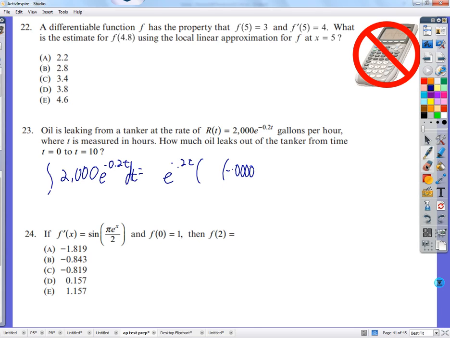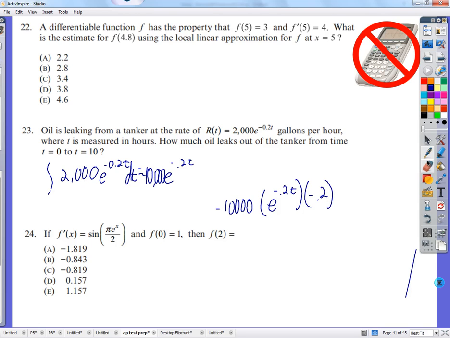All right, so let's reorder this a little bit. And I'll just erase that whole thing and put negative 10,000 out in front. And then one last time, we'll verify that this is the antiderivative. Because if we take the derivative of this, we're going to have negative 10,000 times the derivative of this, which is itself, times the derivative of the inside, which is negative 0.2. Negative 0.2 times negative 10,000 will give us the 2,000 that we have here. Good. So now we have the antiderivative.